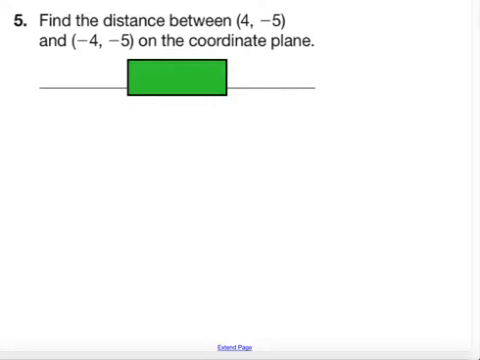Number 5, find the distance between positive 4, negative 5, and negative 4, negative 5 on the coordinate plane. Once again, you would take your coordinates and you would compare them using absolute values and common axes. So you would have the following.